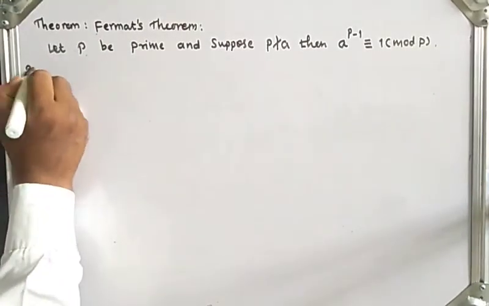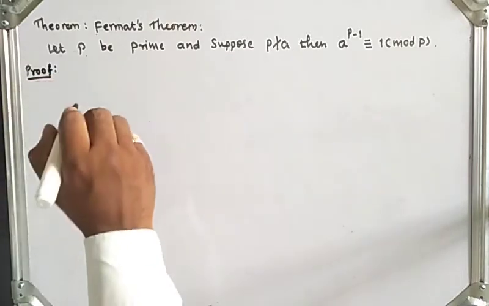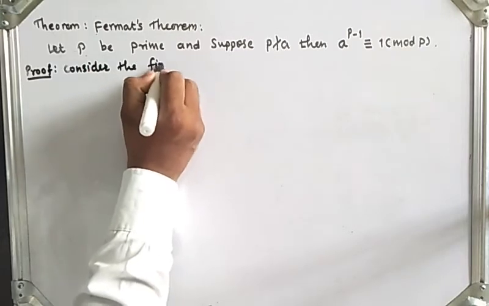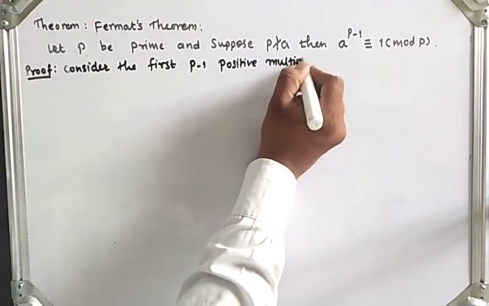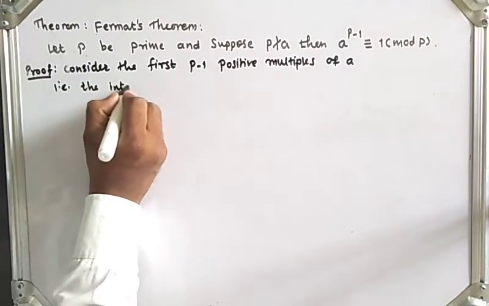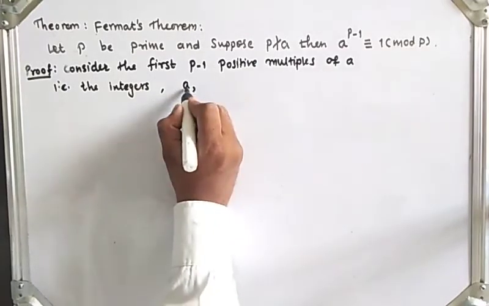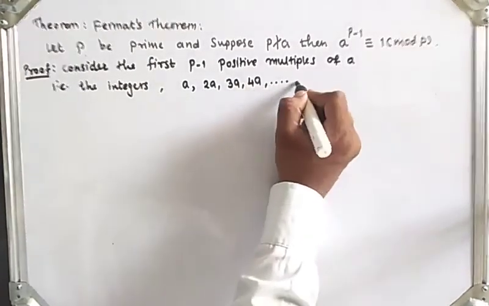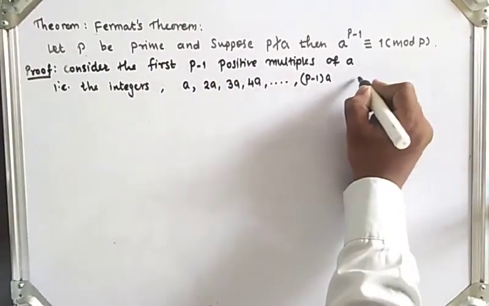Let's see the proof of the theorem. We are given that P is a prime number and P doesn't divide A. So consider the first P minus 1 positive multiples of A, that is, the integers which are A. So first A, next twice A, thrice A, 4A, and so on up to P minus 1 into A. These are all multiples of A, the first P minus 1 multiples of A. This is equation number 1.